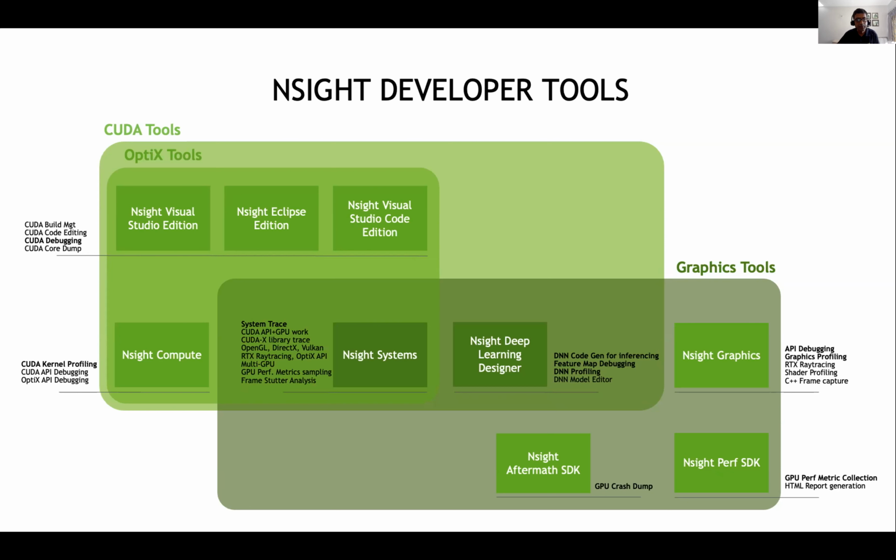We will talk in some more detail on NSIGHT Systems, which is for system trace, and NSIGHT Compute, which is for CUDA kernel profiling. For deep learning, we have recently launched a new tool called NSIGHT Deep Learning Designer, which allows you DNN code generation and design of the DNNs. On the graphics side, we have NSIGHT Graphics, which supports API debugging and graphics profiling. And at the lower level, we have some libraries which allow you GPU performance collection.